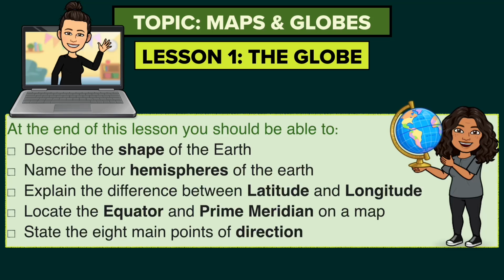Lesson 1, the globe. At the end of this lesson, you should be able to: 1. Describe the shape of the Earth. 2. Name the 4 hemispheres of the Earth. 3. Explain the difference between latitude and longitude. 4. Locate the equator and the prime meridian on a map. And 5. State the 8 main points of direction.